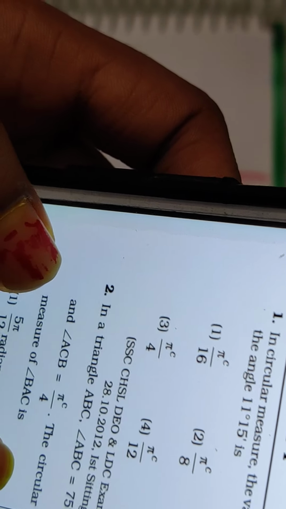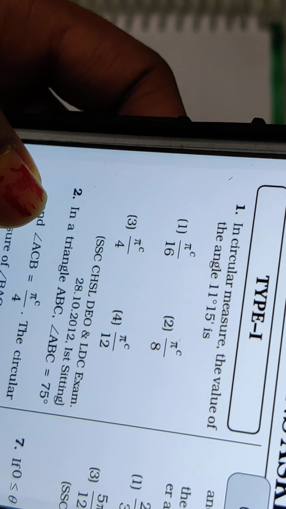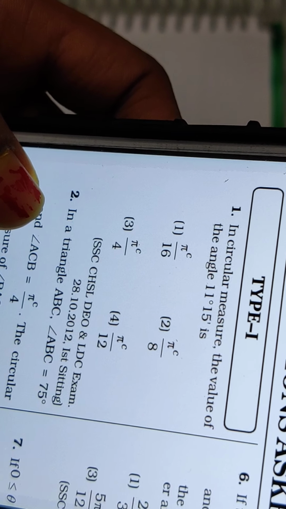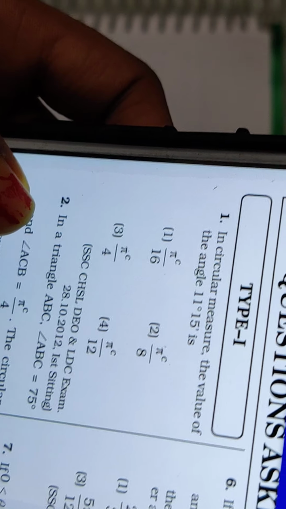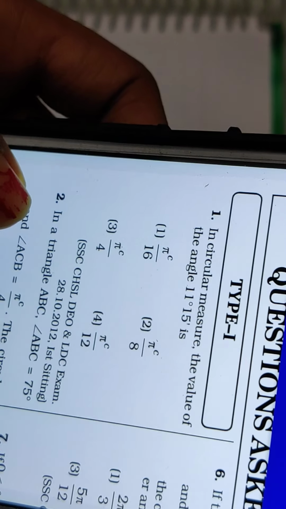Here is the type 1 question. It is asked that in circular measure, the value of the angle 11 degrees 15 minutes is, see, the options are all in radians, so it is clear that we have to convert these degrees into radians.